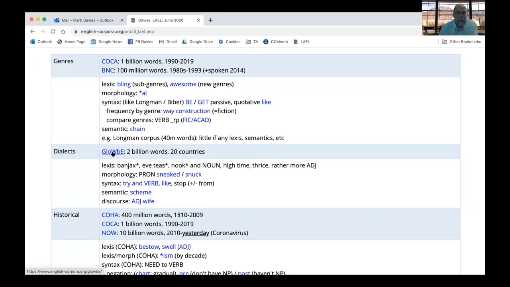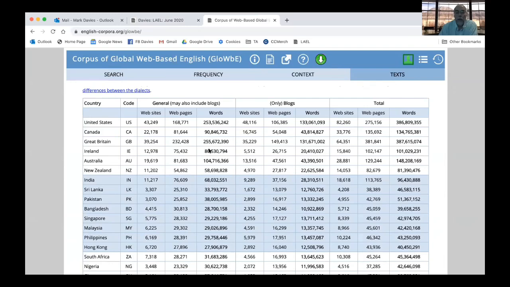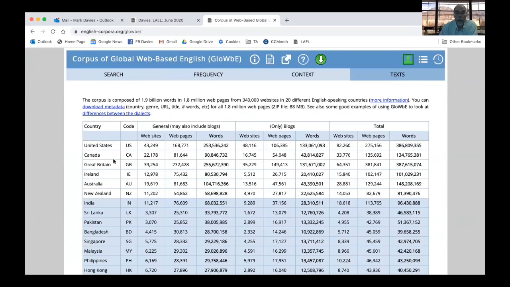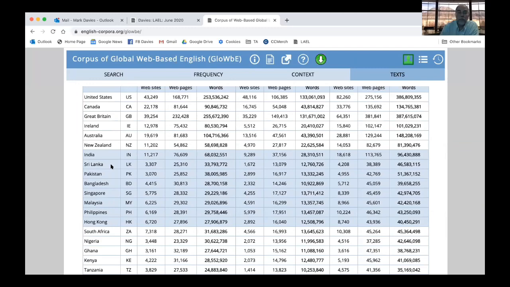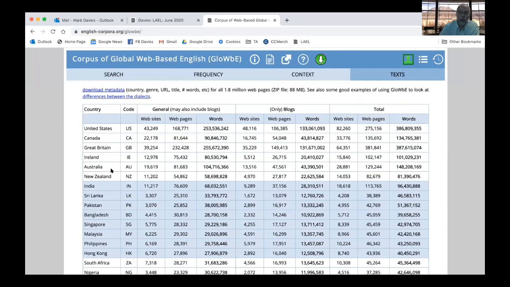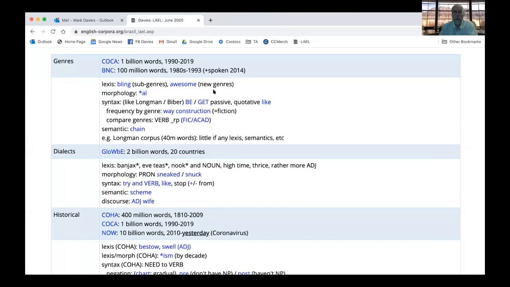Okay, let's move on to talking about GloWbE. So GloWbE is a really useful corpus, I think, in terms of looking at variation between countries. It is composed of about 2 billion words of data from 20 different English-speaking countries. All of these are countries where English has at least some semi-official status. That's why Germany and China and Japan are not in here. So we have about 2 billion words, and the point is we can compare anything across those 2 billion words.